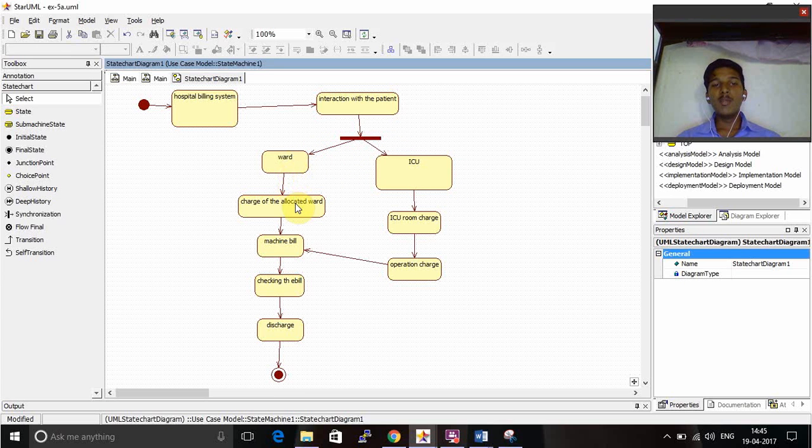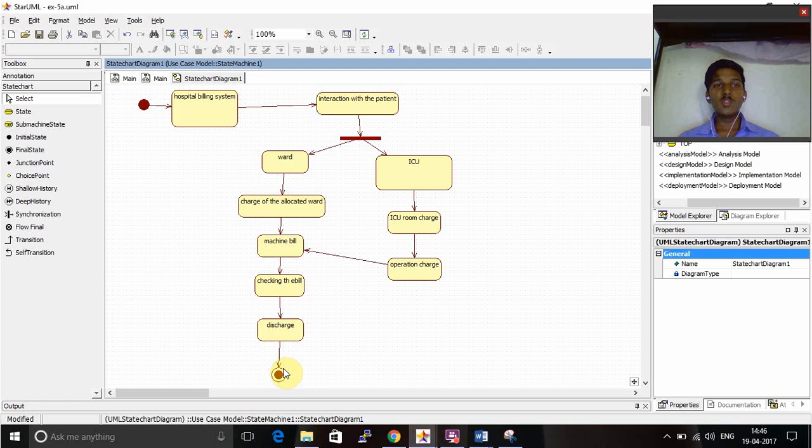If ward, it will be allocated a ward and machine bill. If ICU, room charges will be present in ICU, and operation charges will be present. And finally, it will be transferred to the machine bill and checked for the billing. After the machine bill has been checked, the discharge billing will be discharged, and it will be stopped.